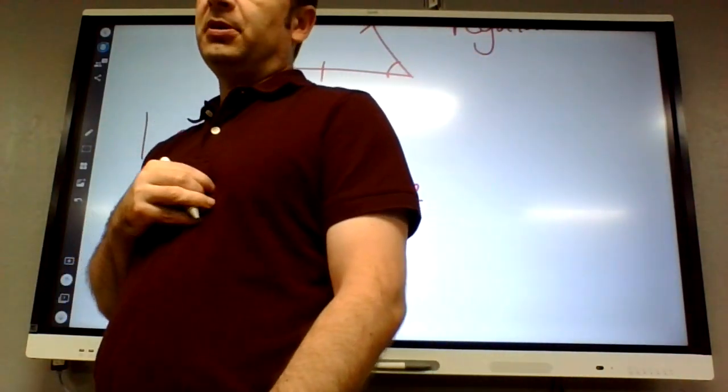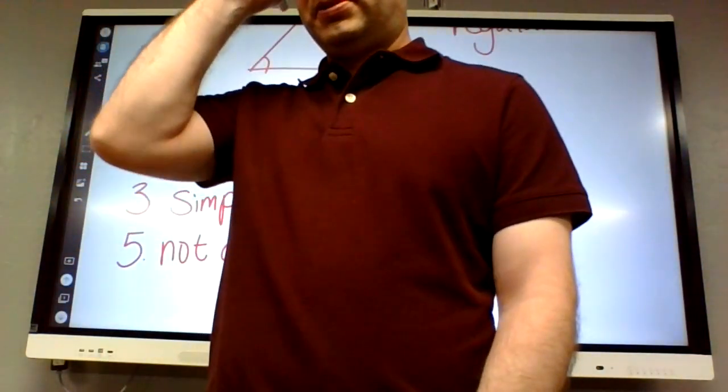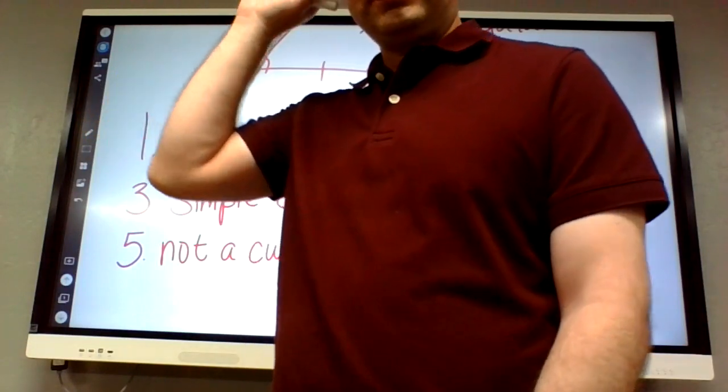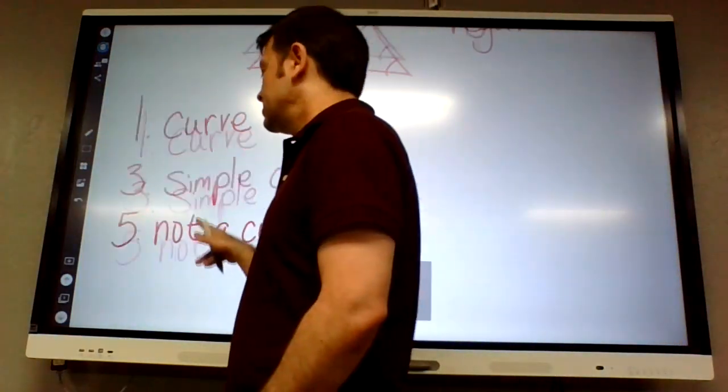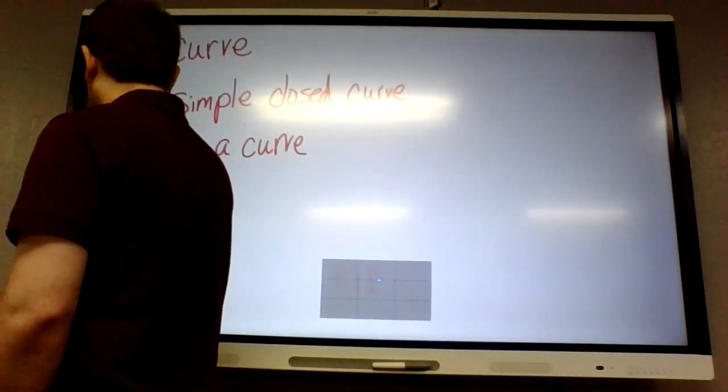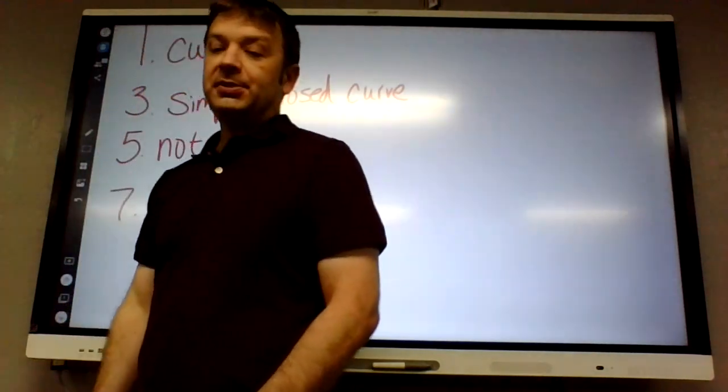Number four is still a curve. It doesn't matter that the arrows keep going. But you've got to say, wouldn't it be a simple curve that doesn't cross? Yeah. Okay, number seven.